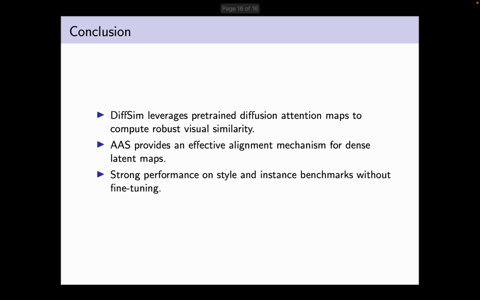To wrap up, DiffSim is a simple, plug-and-play metric that leverages pre-trained diffusion UNet attention to compute robust visual similarity. AAS provides implicit alignment for dense latent maps and delivers particularly strong performance on style and appearance benchmarks without fine-tuning. Future directions include better foreground weighting, video metric extensions, and adapting AAS to new diffusion backbones.